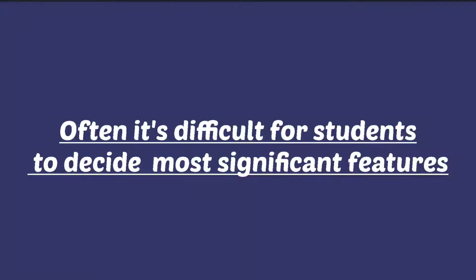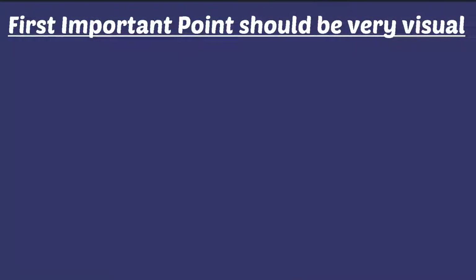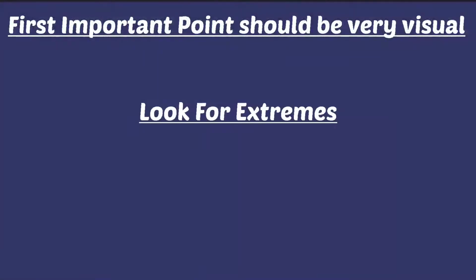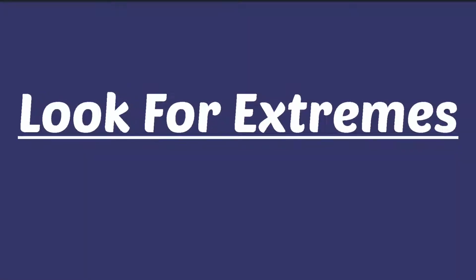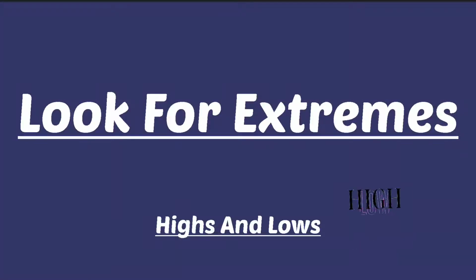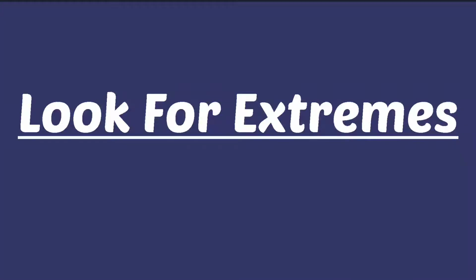Now, if you can't find the main features, what should be done? As I've told you before, you'll be looking for just 2 features in each graph. It is often very difficult for students to decide which features are the most significant. The solution is that the important points should be very visual, or can be identified without looking at the data. Look for extremes, highs and lows, major trends, major changes, and any obvious comparisons that can be made between the 2 graphs or within the same graph.